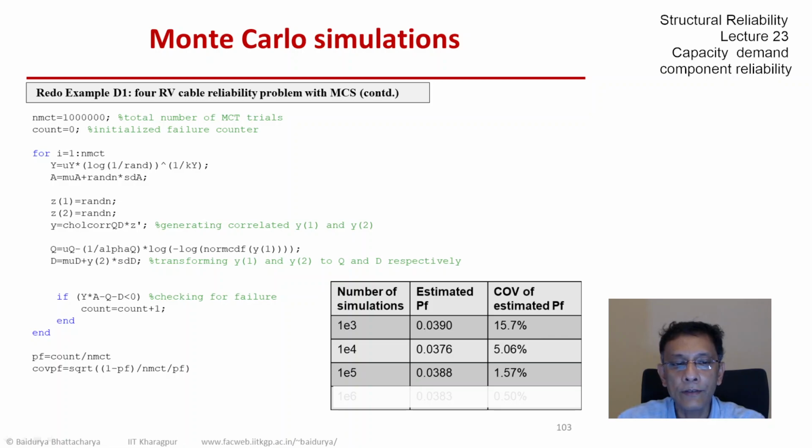So 10 to the power 5 samples gives us about 3.9% and 1.6% COV. And then if we do 1 million simulations, it's still about 3.8% and it's 0.5% of error. So we can stop now. We could have stopped much earlier. And this result of 3.8% we actually used when we were comparing the accuracy of FORM and SORM.